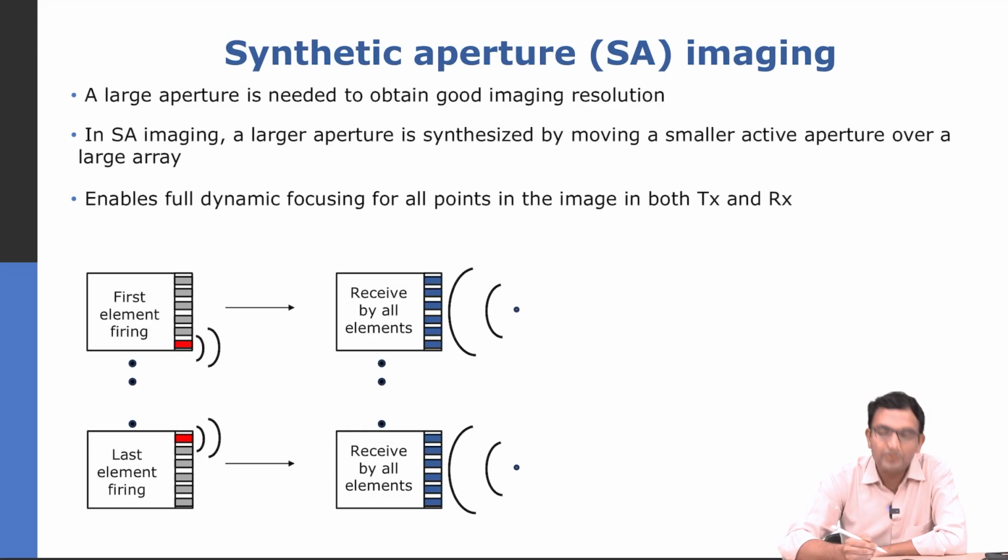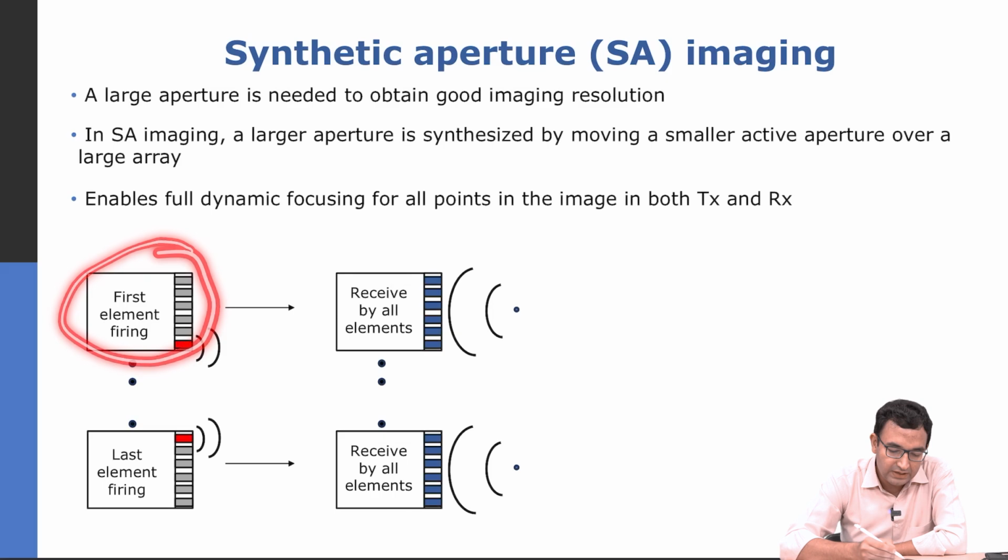So in synthetic aperture imaging, we synthesize a large aperture. What do I mean by that? Typically, a large aperture is not available or not practical. So we synthesize a large aperture by moving a smaller active aperture over a large array. Essentially what we do is, look at this transducer where there are these elements here.